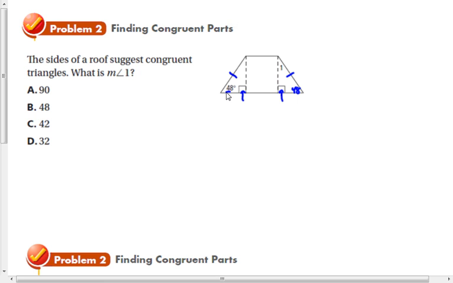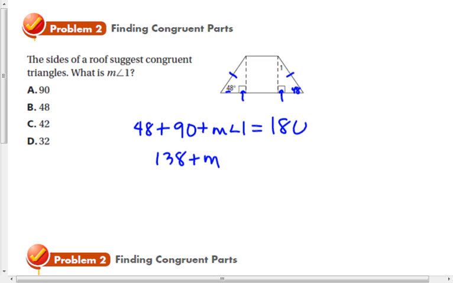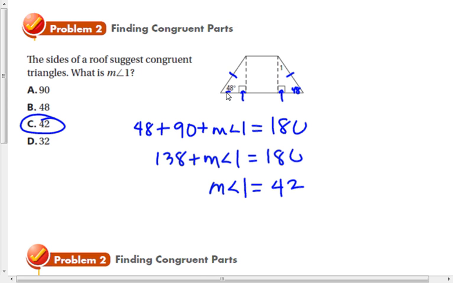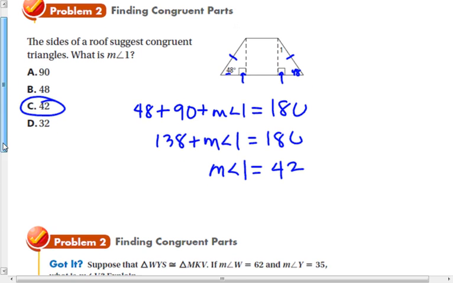So from either of these, what we can do is use our triangle angle sum theorem and add them up. So 48 plus 90 plus the measure of angle 1 is equal to 180. And then we'll just simplify this and we get 138 plus the measure of angle 1 is 180. Subtract 138 from both sides and we get the measure of angle 1 equals 42. So we're going to answer that C. All right, I'll let you try that.